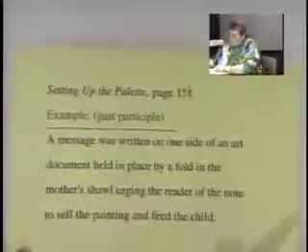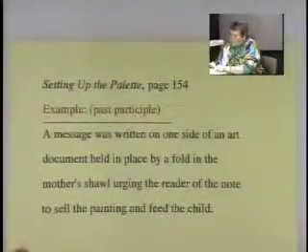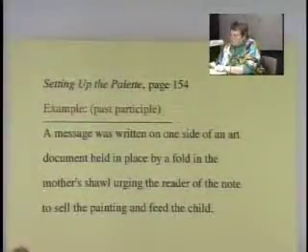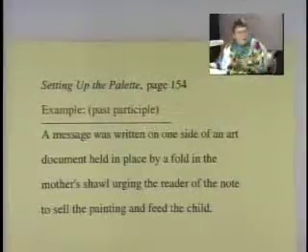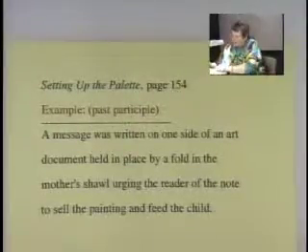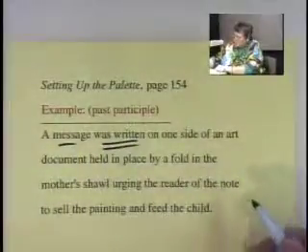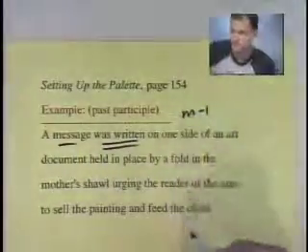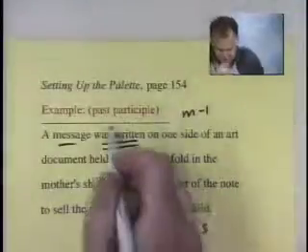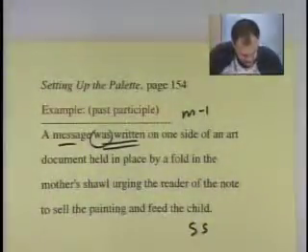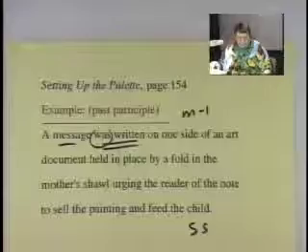Let's try this one. "A message was written on one side of an art document held in place by a fold in the mother's shawl, urging the reader of the note to sell the painting and feed the child." Scott, where's the subject? Message. How about a verb? Was written. And the kind of clause? Main. Kind of sentence? Simple. So all we did here was add a helping verb, and now it's a sentence. It's not a fragment.